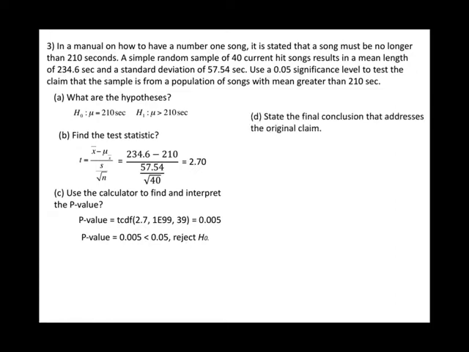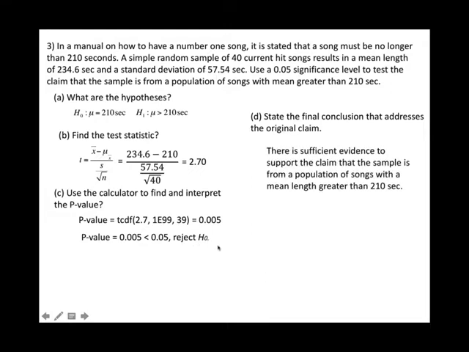Okay, final conclusion. Remember we have the table in section 8.1. There are 4 conclusions. First, the alternate hypothesis is an inequality, less than or greater than, so we have to use conclusion number 1 or number 2. And since we have to reject, we'll be using the number 1 conclusion. So there is sufficient evidence to support the claim that the sample is from a population of songs with a mean length greater than 210 seconds.